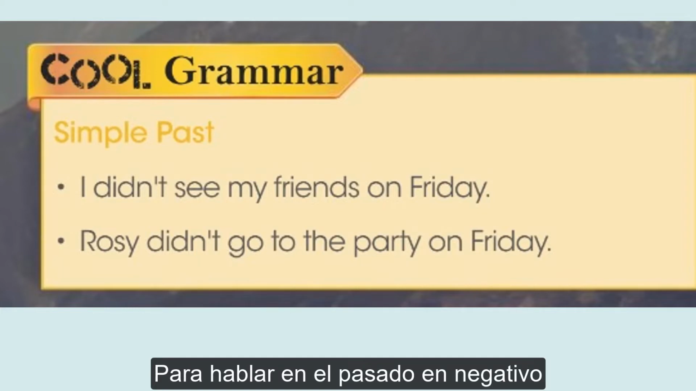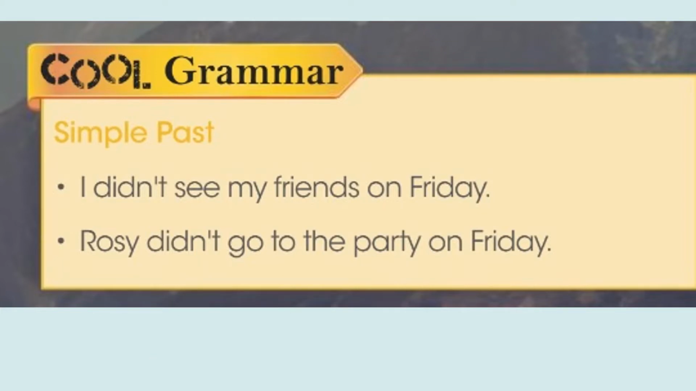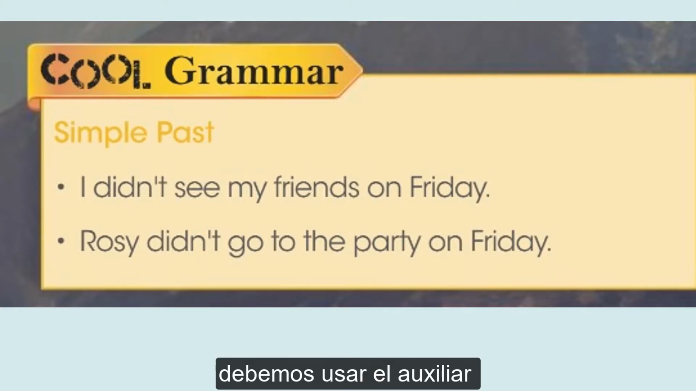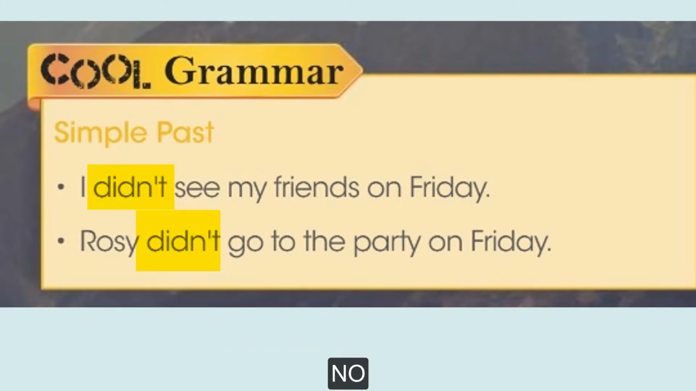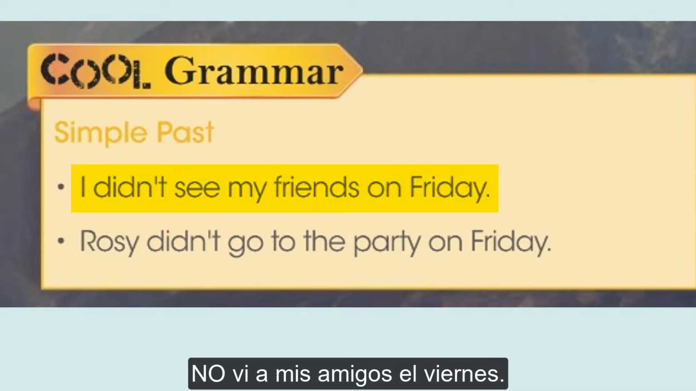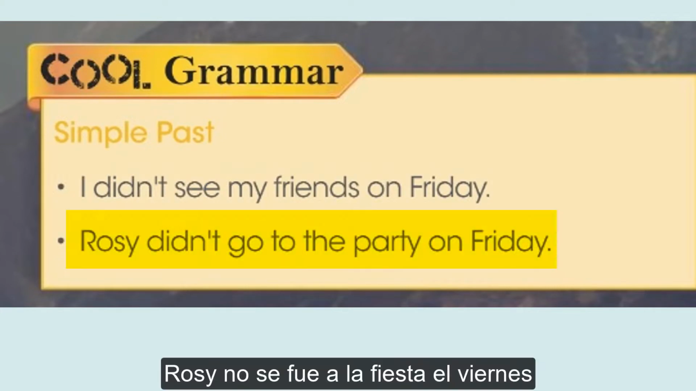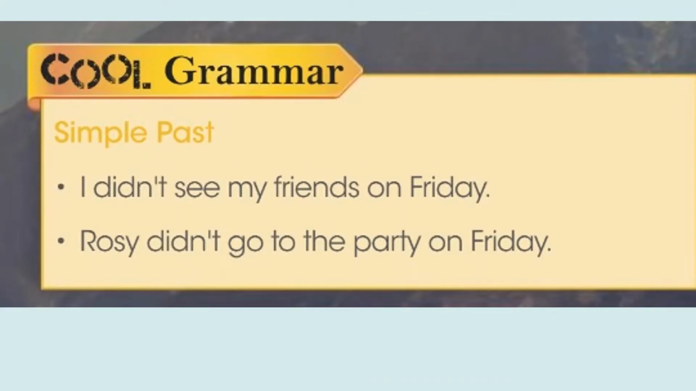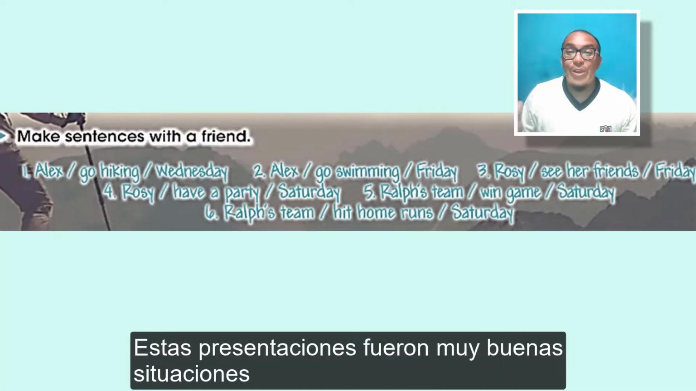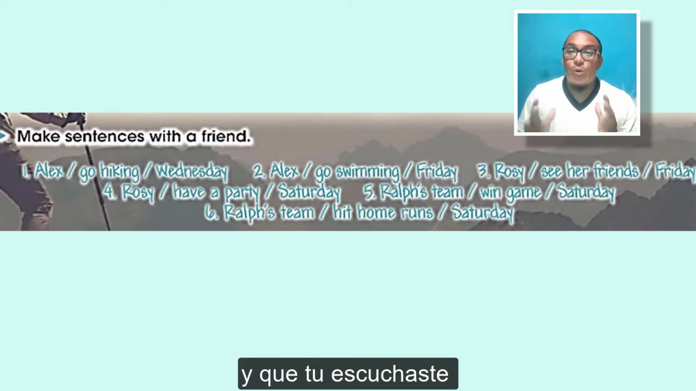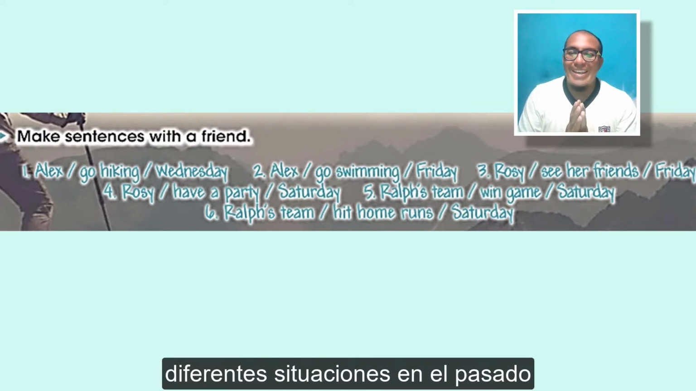To talk about the past in negative, we have to use the auxiliary didn't. The pronunciation is didn't. Didn't. I didn't see my friends on Friday. Rosie didn't go to the party on Friday. Those were very good situations in which you heard different situations in the past.